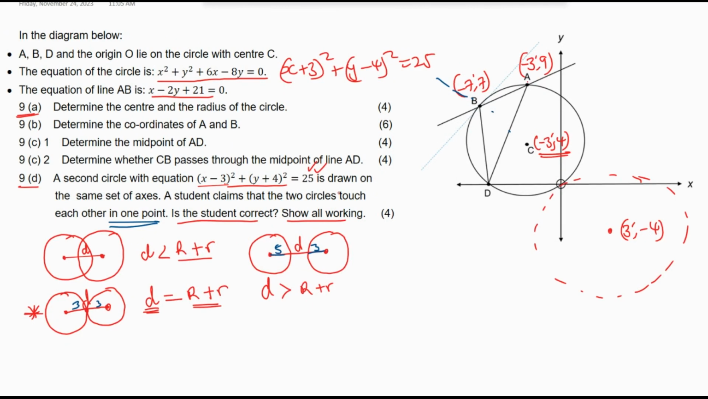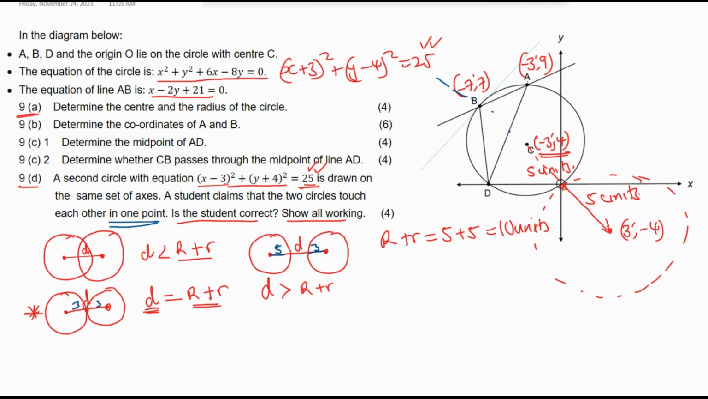The radius of this circle, from 25, means the radius is 5, because radius is r squared. The square root of 25 is 5. So the radius is 5 units. And then this one also, the radius is 5 units. So radius 1 plus radius 2 is equal to 5 plus 5, which is equal to 10 units.